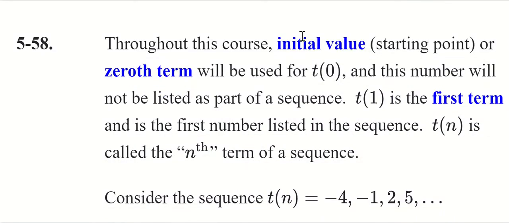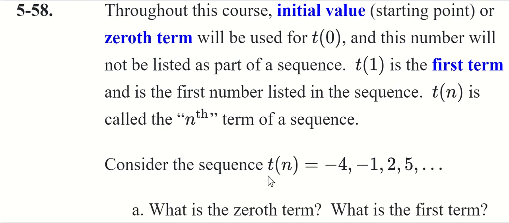58. Throughout this course, the initial value, the starting point or 0th term, will be used for t of 0. This number will not be listed as part of the sequence. So t of 0 is not going to be listed throughout this course. T of 1 is the first term, and it is the first number listed in the sequence. When I look at a list of numbers that are a sequence, I understand that the first term is t of 1. T of n is called the nth term of a sequence.